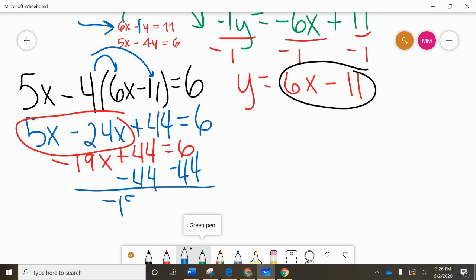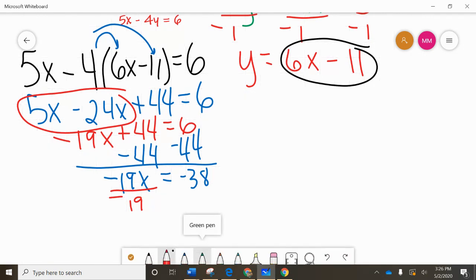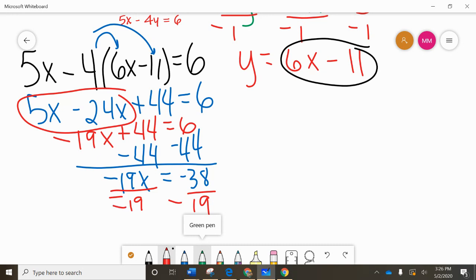On the left, I'm left with negative 19x, and on the right, I'm left with negative 38. The final step is obviously to get x by itself, and to get x 100% by itself, I'm going to divide both sides by negative 19. When I do that, I'm left with x equals 2.